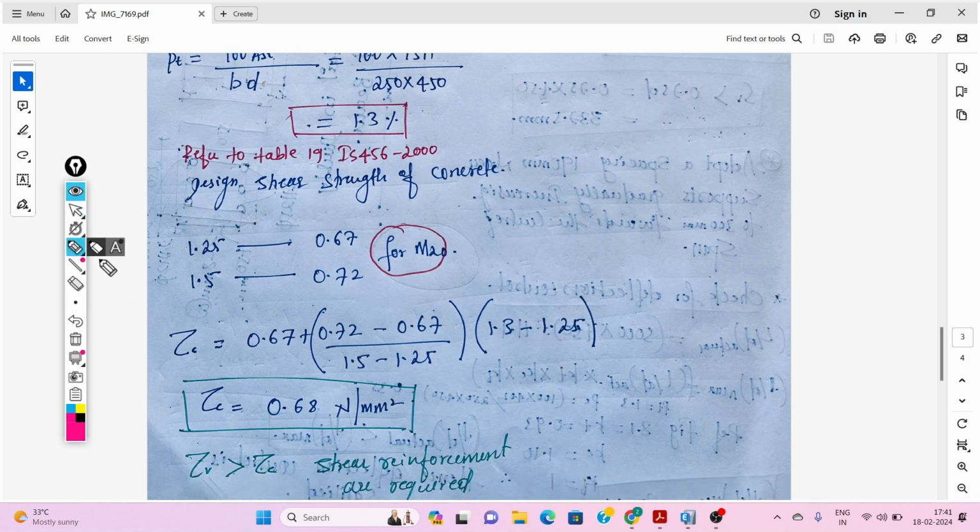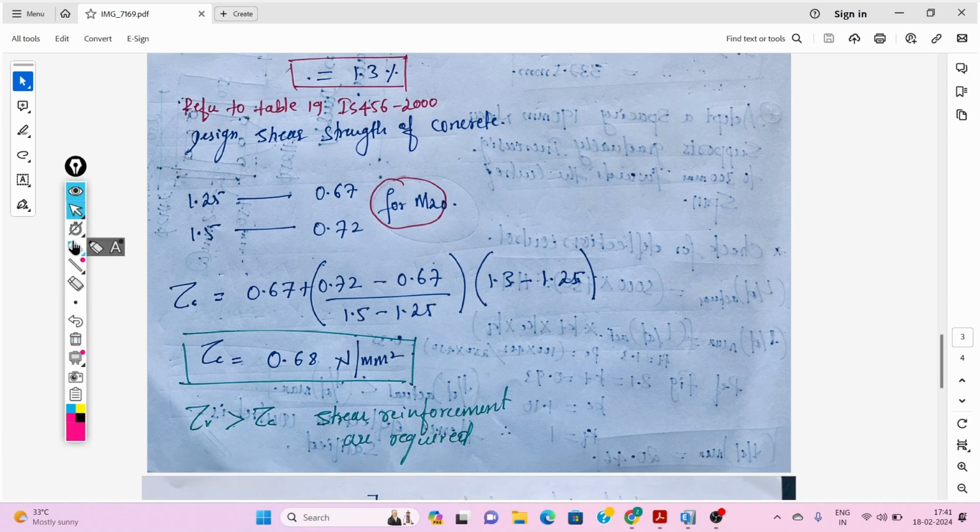Okay, so you will get the tau c value 0.68 Newton per mm square. Now here tau v is greater than tau c. Our tau v is greater than tau c, so we need to provide shear reinforcement. Here shear reinforcement is required. If tau v is greater than tau c, shear reinforcement is required.